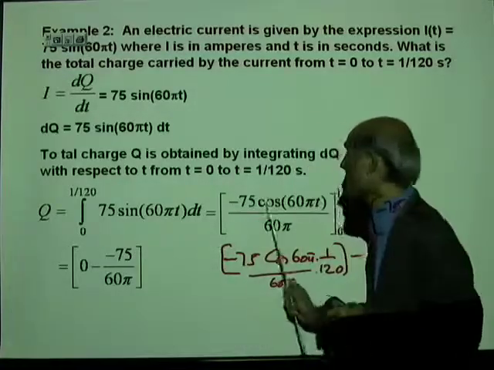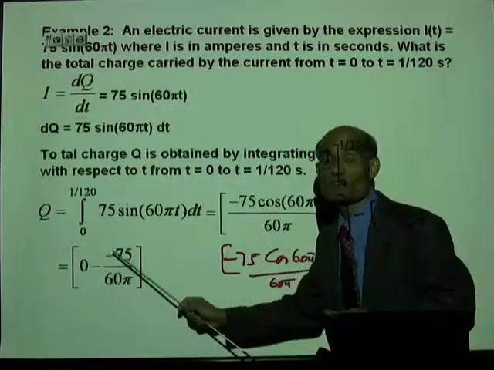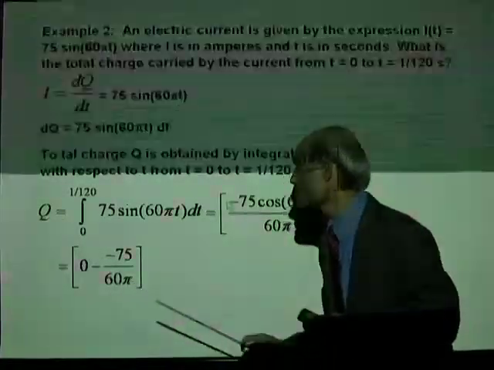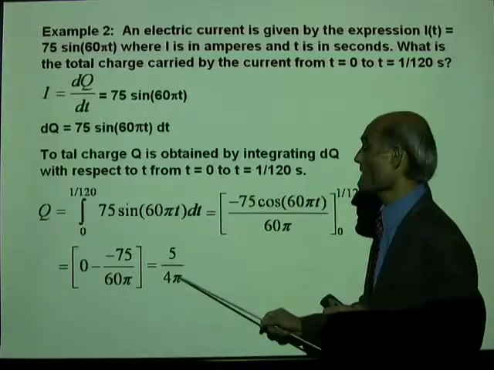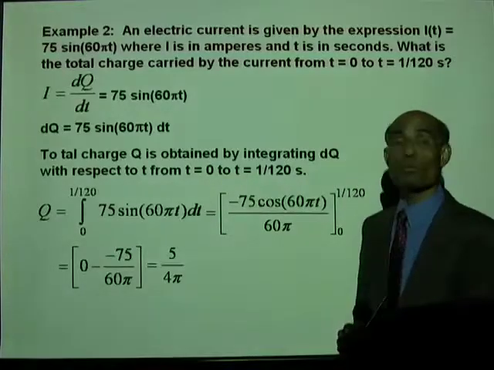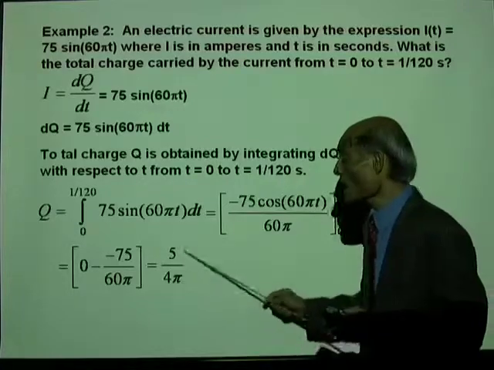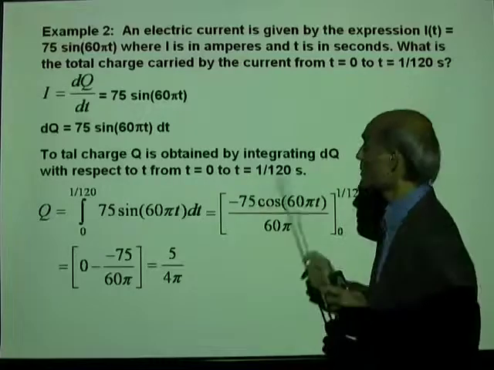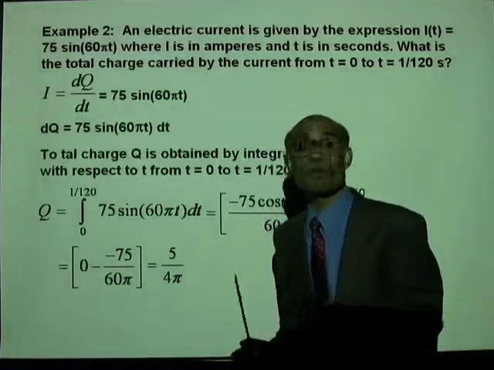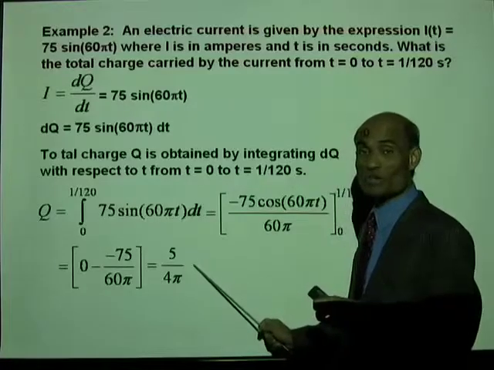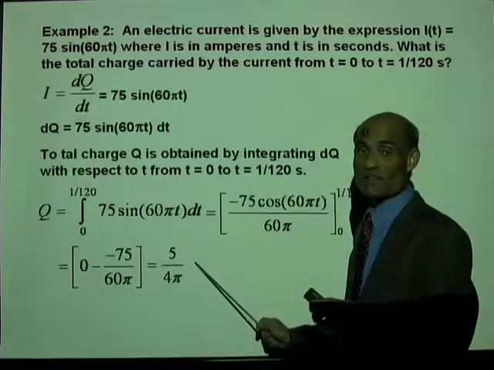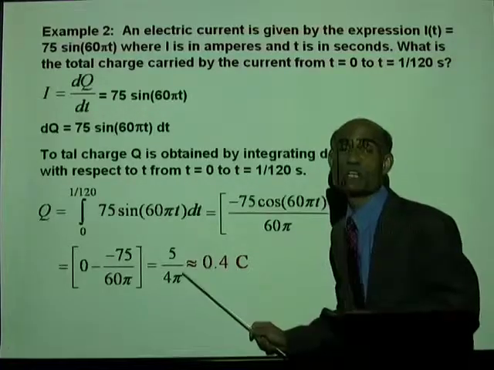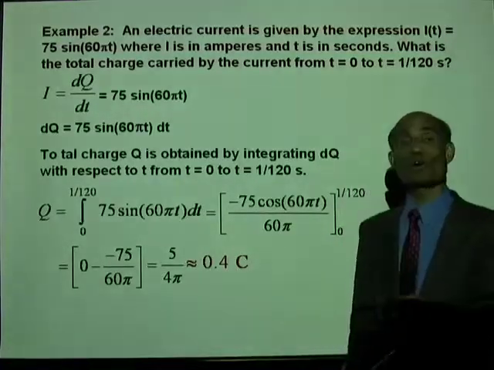So, the value of this is 0 minus negative 75 divided by 60 pi. And of course, the two negatives become positive, and that will be 5 over 4 pi. The amount of charge that passed through that conductor during this time interval is 5 over 4 pi coulombs. I should have written that unit. Now you must add that there. It is approximately 0.4 coulombs.